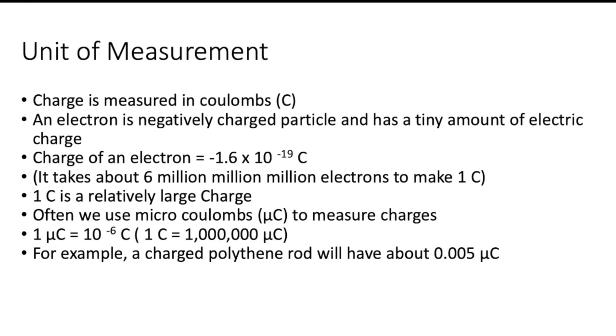For example, when you rub a plastic rod with a cotton towel, the rod gets charged, right? The charge possessed by that rod is 0.005 microcoulomb. That's how big a coulomb is. Do not worry, this is only for you to understand the intensity of 1 coulomb. All you need to remember is that the unit of measurement for charge is coulombs.